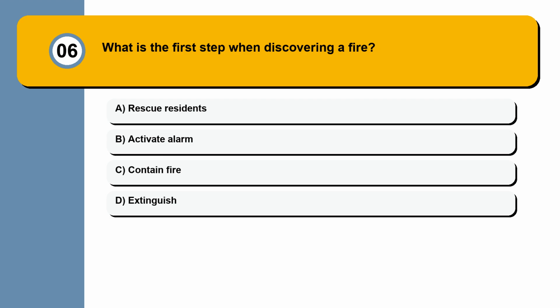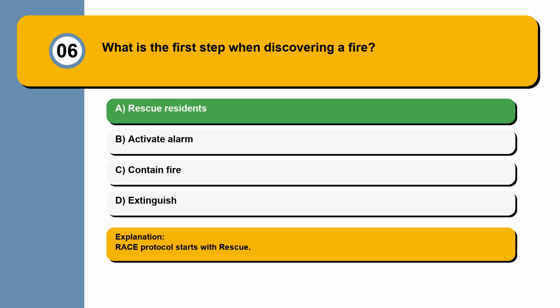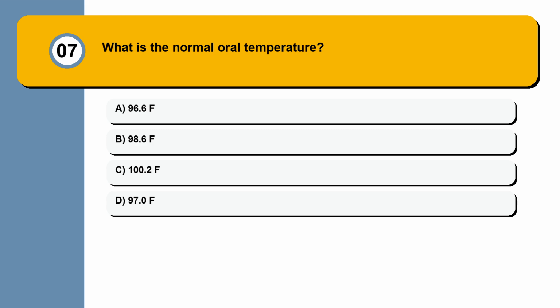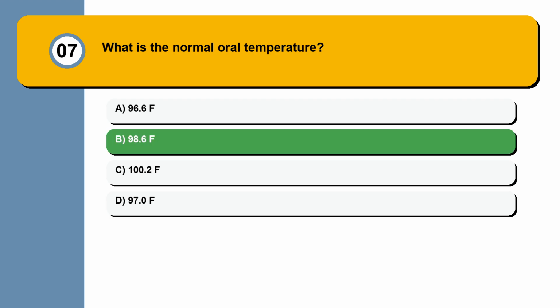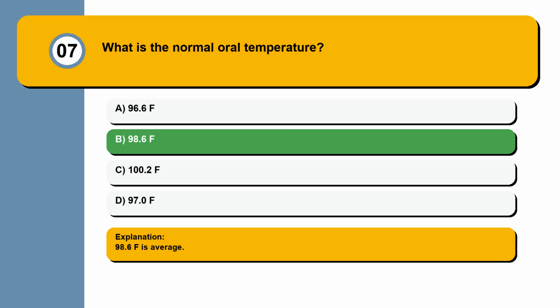Question 6. What is the first step when discovering a fire? Rescue residents. Activate alarm. Contain fire. Extinguish. RACE protocol starts with rescue. Question 7. What is the normal oral temperature? 96.6 F, 98.6 F, 100.2 F, 97.0 F. 98.6 F is average.